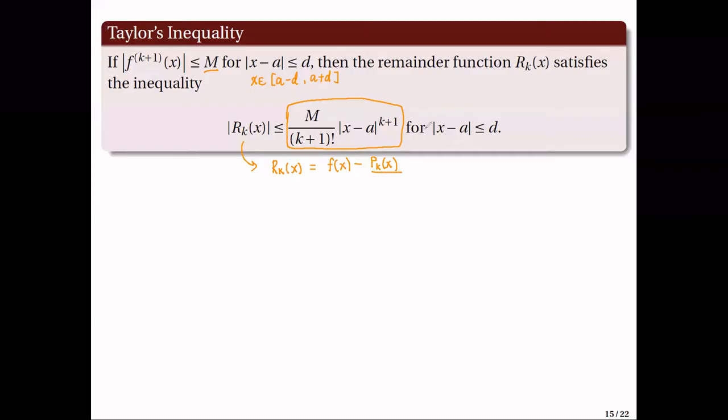Next, let's look at the absolute value of x minus a. So x here is the point where you want to evaluate f of x. On the other hand, a is the point where the Taylor polynomial is expanded. That is, this is the point where you are taking the derivatives. And d here must be small so that x and a will be very, very close to each other. So that is what Taylor's inequality states.